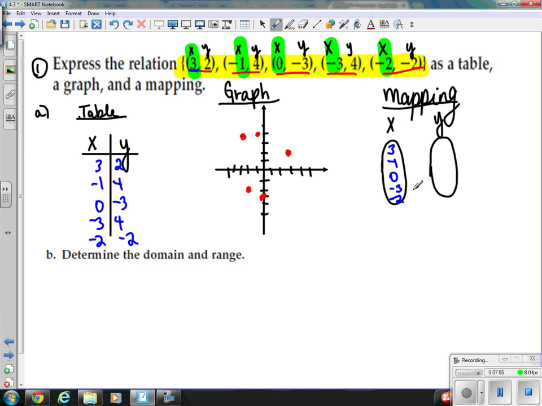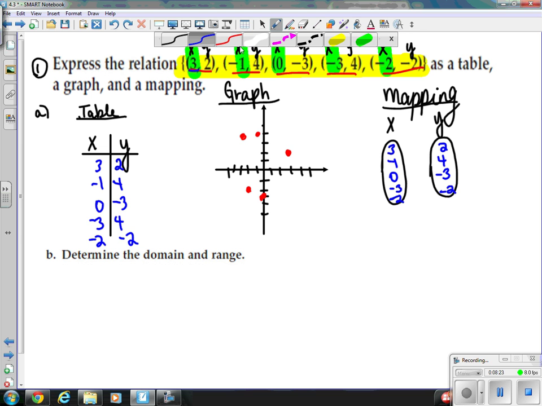So they're all different. So then we'll go over to our range, which is our y value, and say it's 2, and 4, -3. Now look, I get 4 again. So remember, I don't want any repeats. So I already have a 4 there, so I only write him once. So I don't write him the second time. And then my y last one is -2.